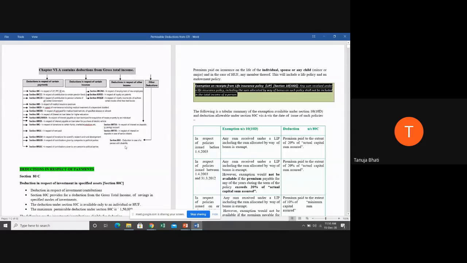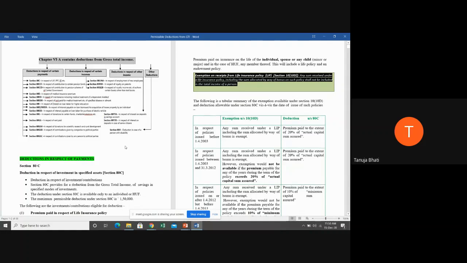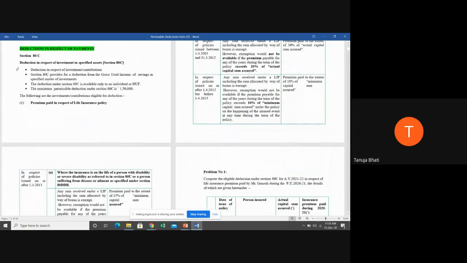So what we'll be seeing in this entire module is all these deductions which we can avail from the gross total income, but we need to analyze and understand each particular section under this deduction to know what are the conditions to be fulfilled in order to get deduction under a particular section. So let us start with section 80C.